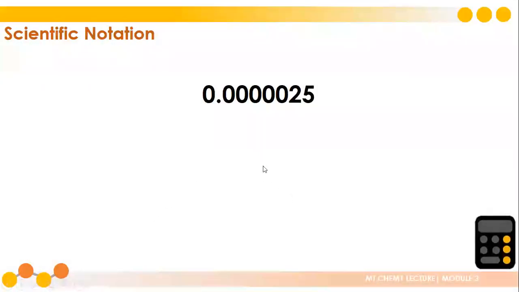Now in here we have 0.00000025. Let's move the decimal point in between these two significant numbers. So we have here 1, 2, 3, 4, 5, and 6. So we move the decimal point 6 places to the right. Again, if you move the decimal point to the right, then that means the exponent should be negative.